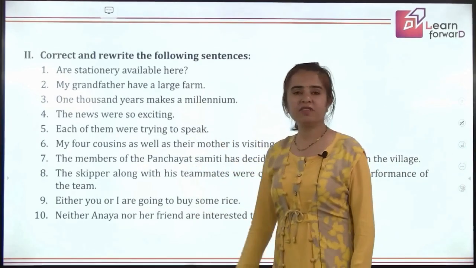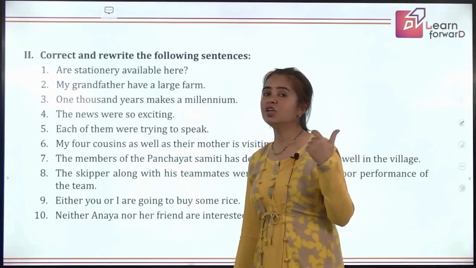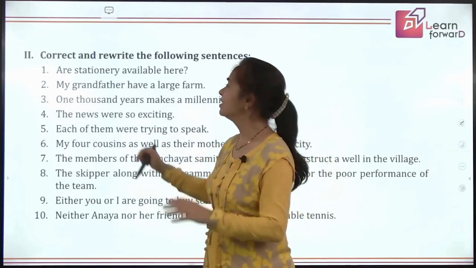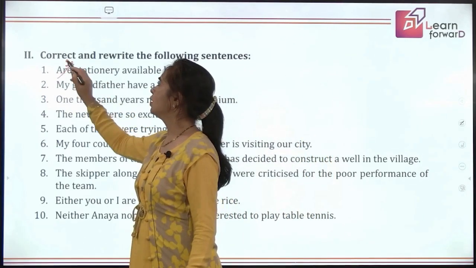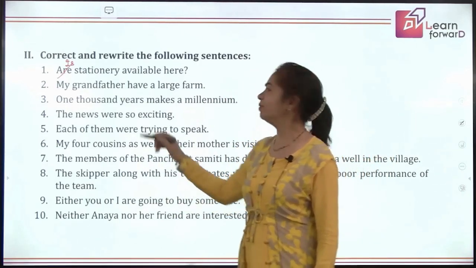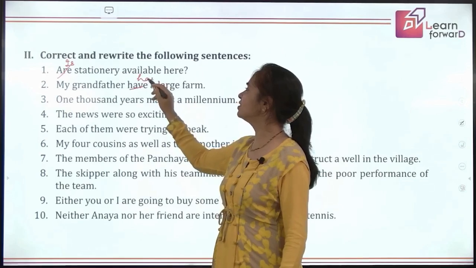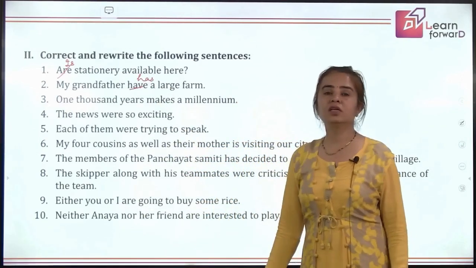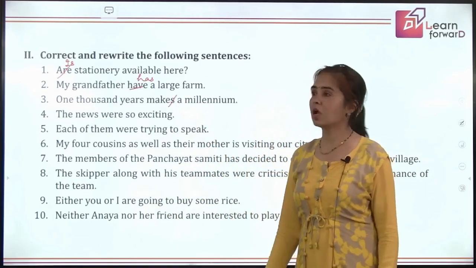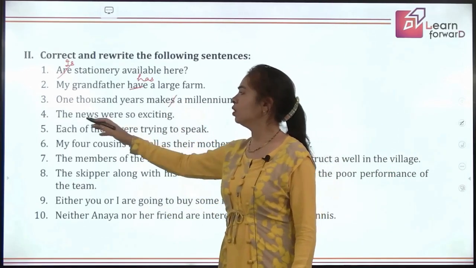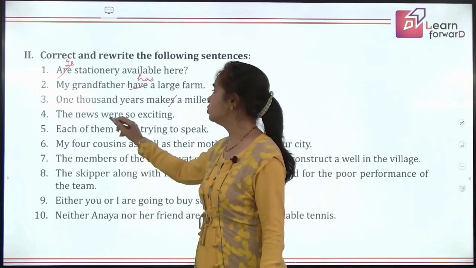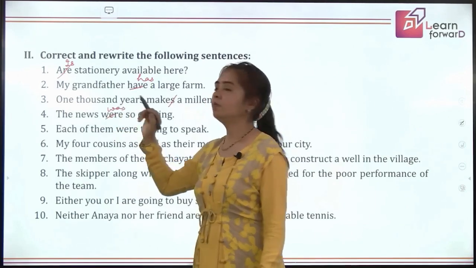Are stationery available here? We learned that stationery, furniture, they are talked about as unit. So it is singular. Very good. Yes, you are right. It will be: is the stationery available here. My grandfather have a large farm. You got it correct. Grandfather is singular. 1000 years make a millennium. So we are talking about years which are countable here. So we'll be taking plural verb. The news. Yes, the words, they sound plural, but actually they are singular. So you will be using was here.